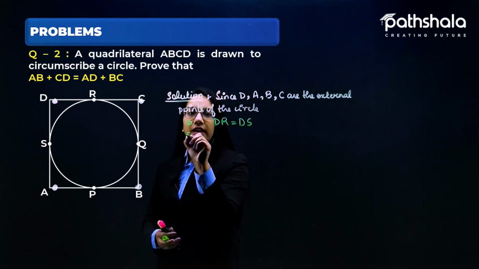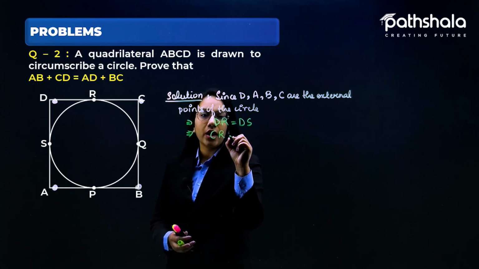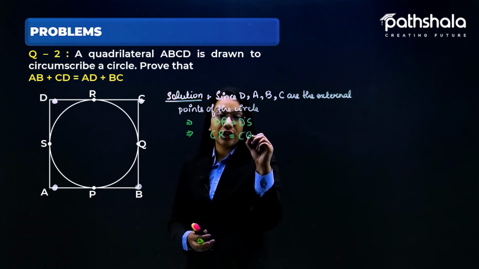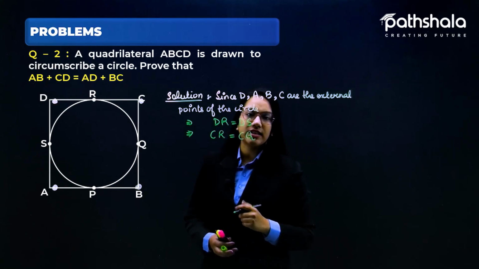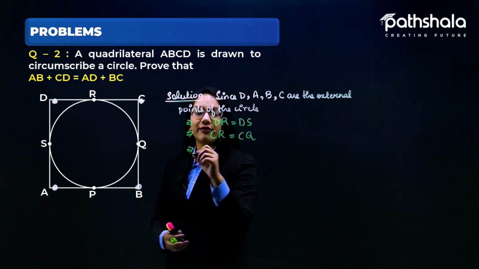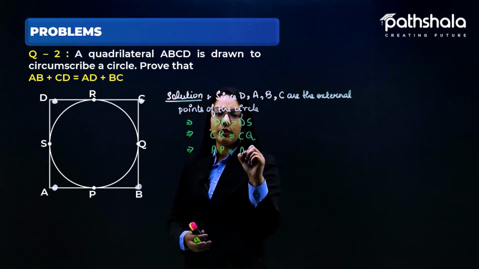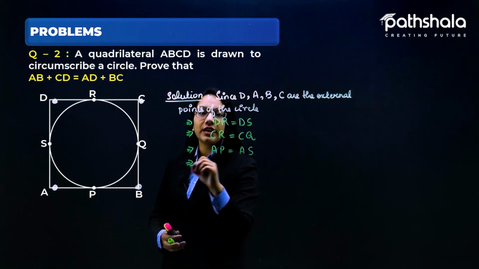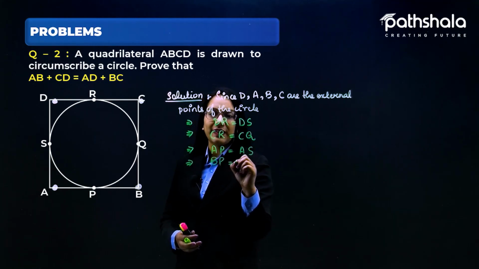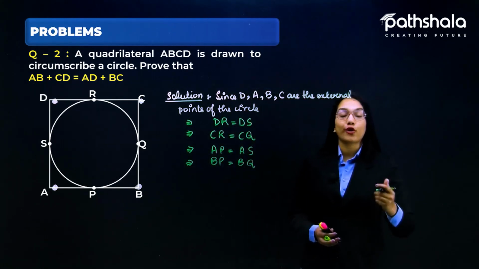Furthermore, we can say that CR is equal to CQ. Furthermore, AP is equal to AS. And further, BP is equal to BQ. We can say this from the theorem.